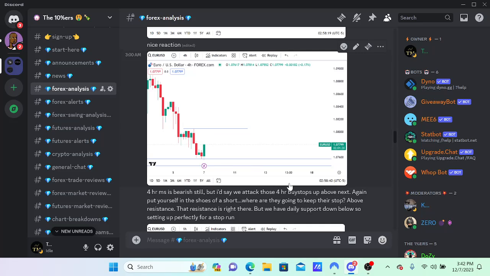Again, put yourself in the shoes of a short. Where are they going to keep their stop? Above resistance, right? Because that's where shorts keep their stops. It's above resistance. That resistance is right there. But we have daily support down below setting up perfectly for a stop run. So I want you to think of it like this. Daily support, higher time frame level versus this, you know, 4 hour price range right here.